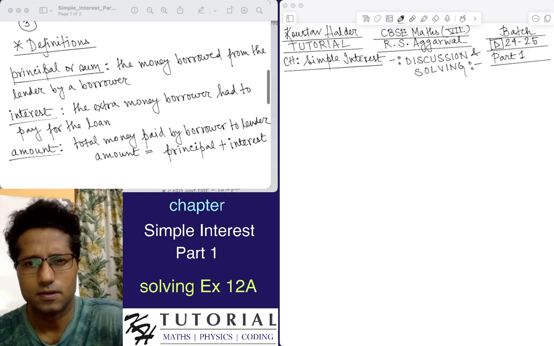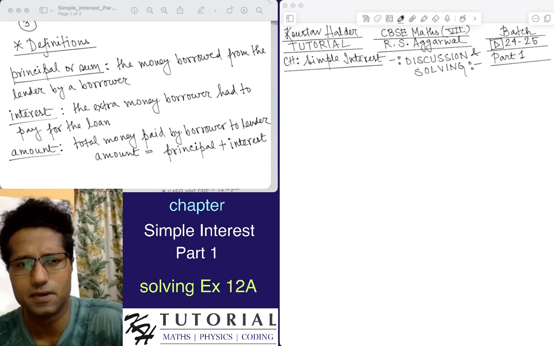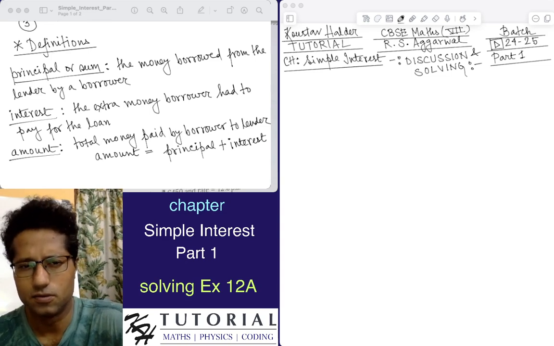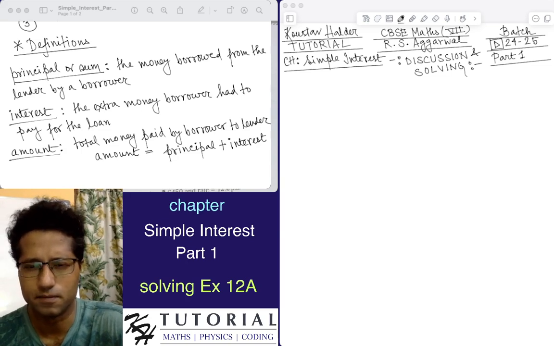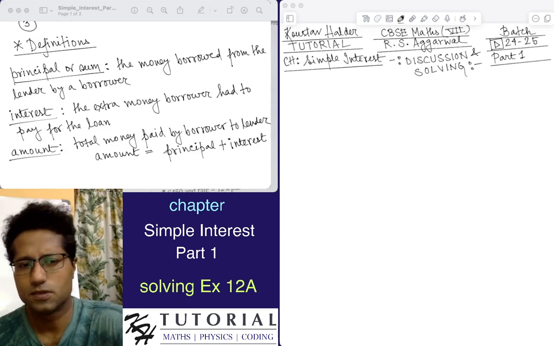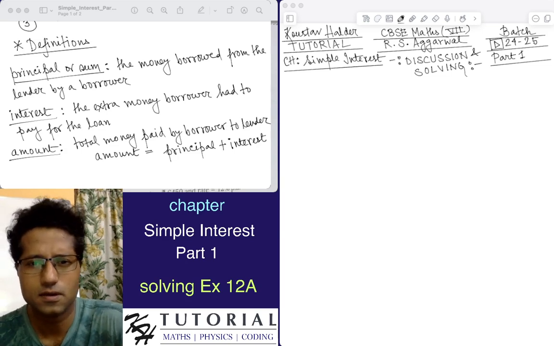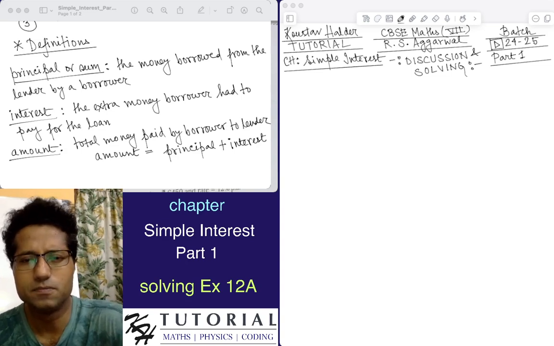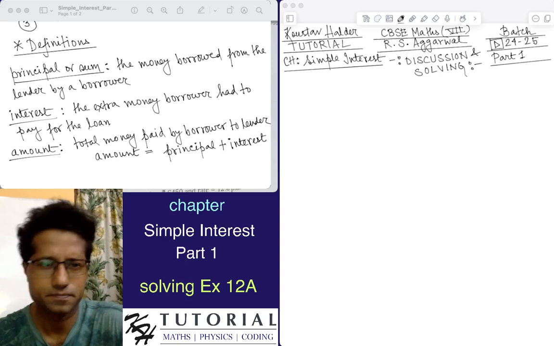What is amount? Amount is the sum of principal and interest. That is the total money the person who took the loan, who borrowed the money, had to pay to the money lender, that is the principal amount, the actual money he took from the money lender, plus the interest. So amount is principal plus interest. Principal is also known as sum. So sum plus interest, or principal plus interest, is the amount.